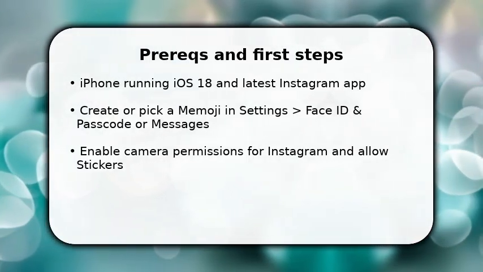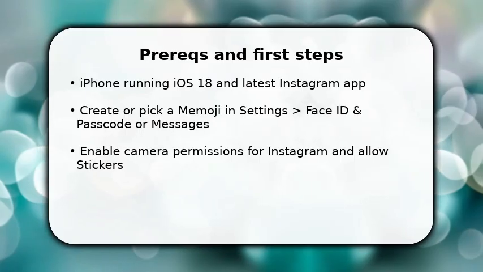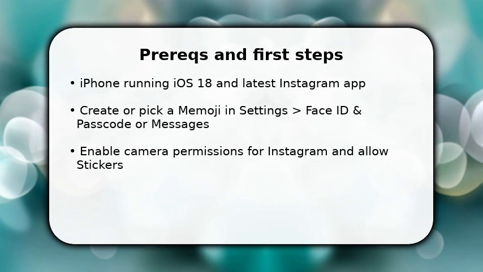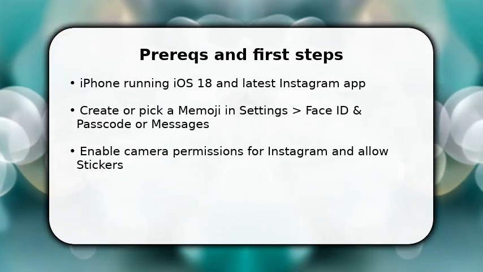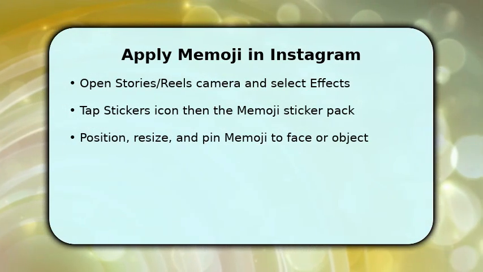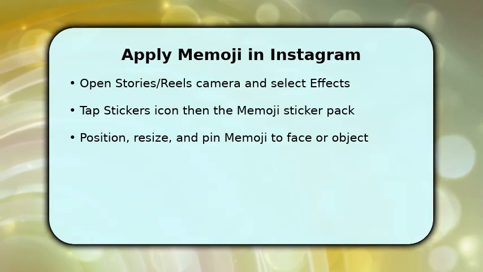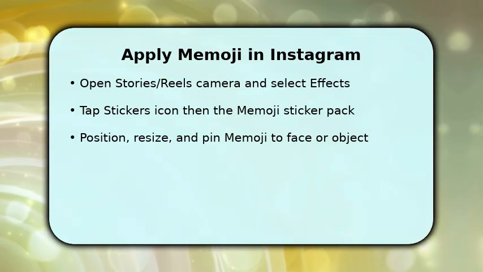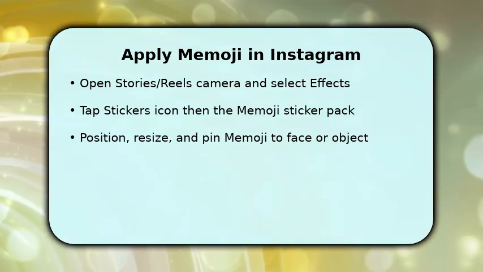Next, open the camera in Stories or Reels and tap the effects icon. You're now ready to attach a Memoji sticker, not a third-party avatar. Now apply the Memoji. In Stories or Reels camera mode, pick Effects, then the Stickers sheet. Scroll to the Memoji section and select the face you created. It appears as a sticker overlay.